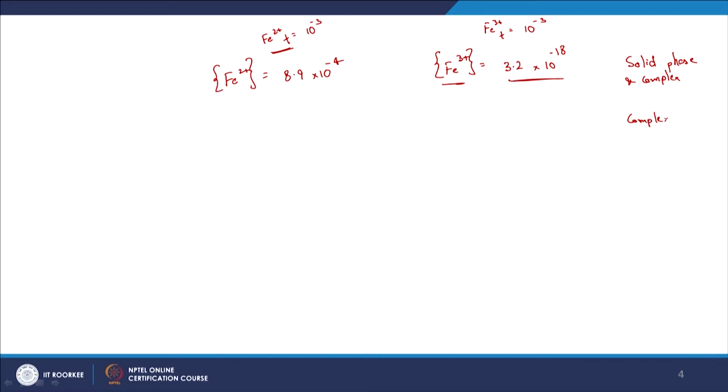I think when we considered only the complex phase, the activity of Fe3+ was something around 10^-11, right. So now you see when we consider the solid phase and the complexes, the concentration of the free metal Fe3+ is much lower, right. So obviously what would you expect if I plug in these values of Fe2+ and Fe3+ in my PE equation? You would expect that the PE value would fall further, right. So this is the most realistic scenario.